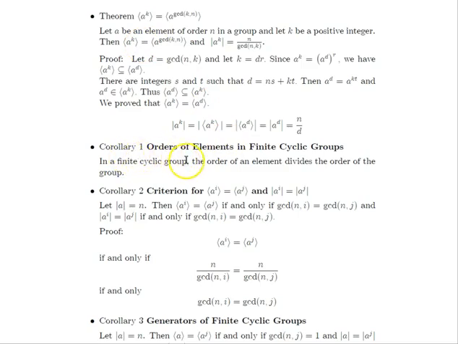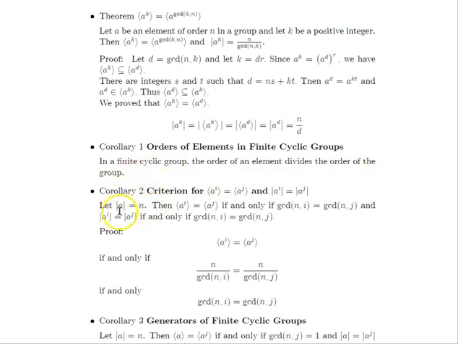Corollary: orders of elements in finite cyclic group. In a finite cyclic group, the order of an element divides the order of the group.